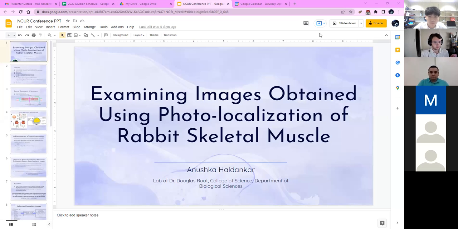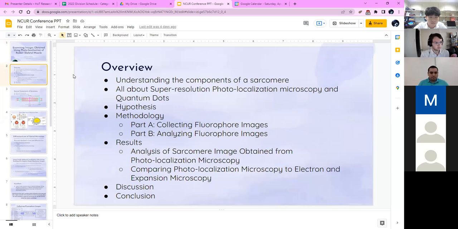I study biophysics, specifically looking at the myosin filament in my project. So today I'll be showing results from examining images obtained using photolocalization of rabbit skeletal muscle. I'll be talking about the components of a sarcomere, what photolocalization microscopy is, and what quantum dots are. I'll go into my hypothesis, methodology, and results from the images that were obtained.